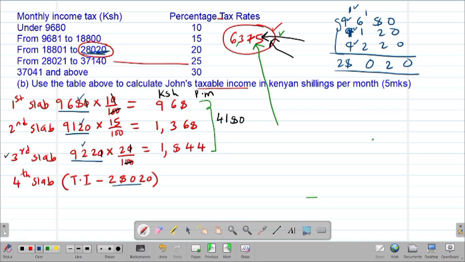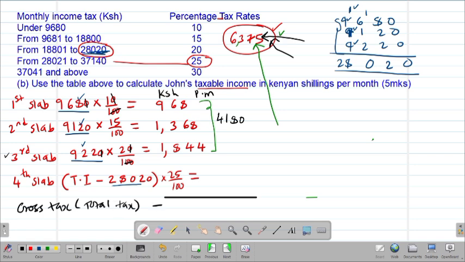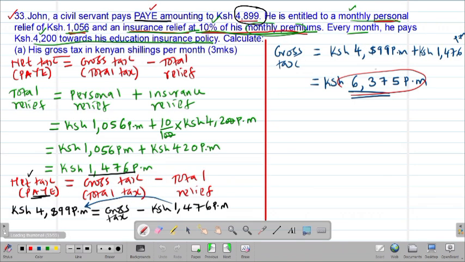Then in the last slab, we are supposed to multiply this one by a tax rate of 25 over 100, and this is supposed to give us the remaining amount. Now, to get the remaining amount, we need to subtract from the gross tax. Clearly, our gross tax, also called the total tax, we already had in the first case, which was 63.75.